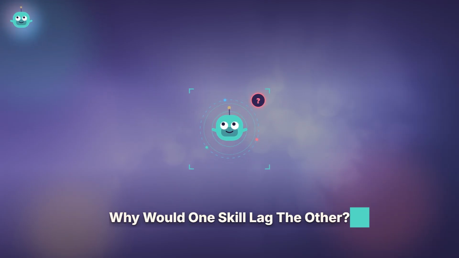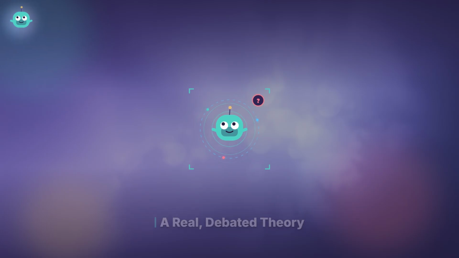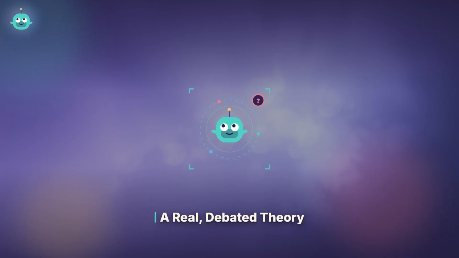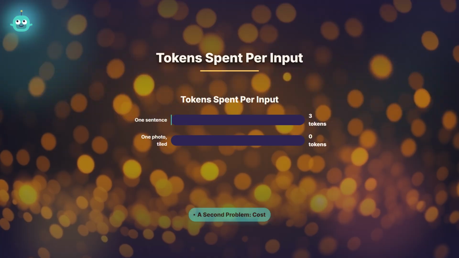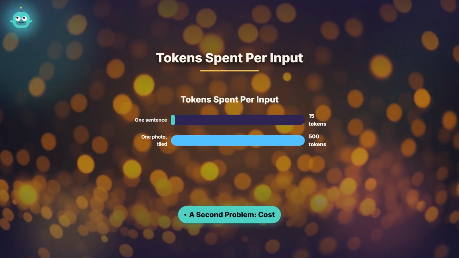If language ability and spatial ability come from the same training process, why would one lag so far behind the other? There's a real debated theory here. What's your guess? That spatial mystery doesn't have a clean answer yet.